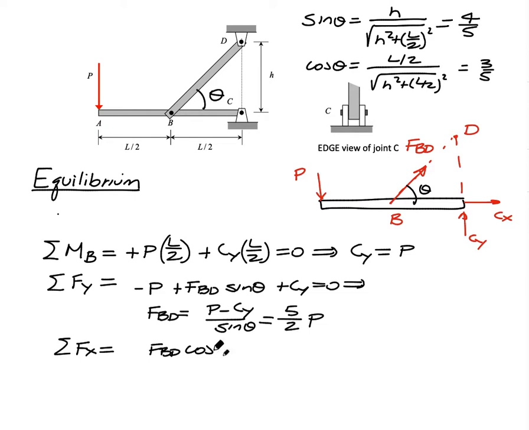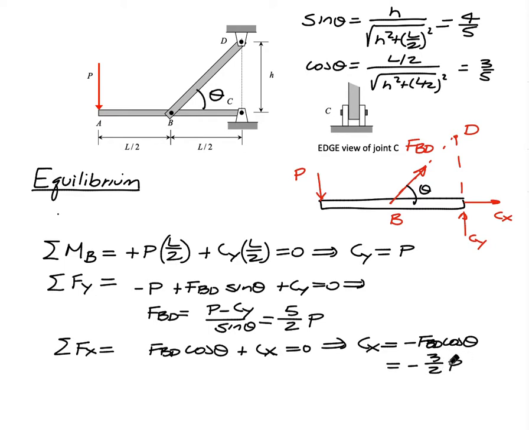And lastly, when we sum forces in X, we've got FBD times cosine theta plus Cx. And for equilibrium, that says then that Cx must be equal to minus FBD cosine theta, and that is equal to minus 3/5 times FBD, so that will end up being minus 3/2 P.